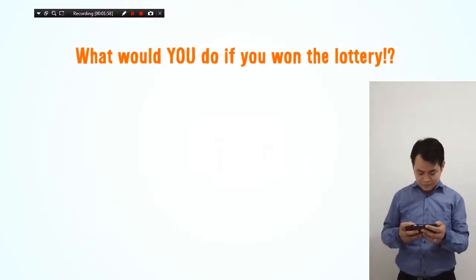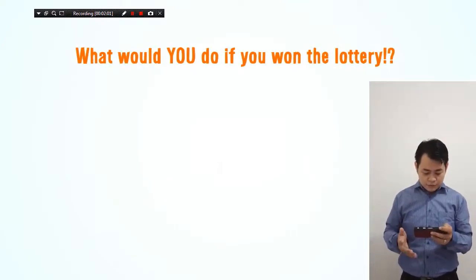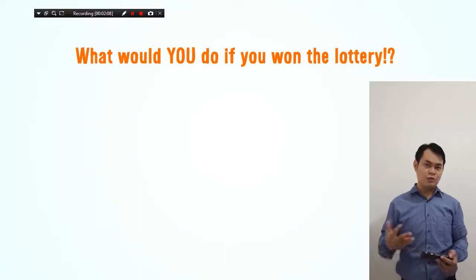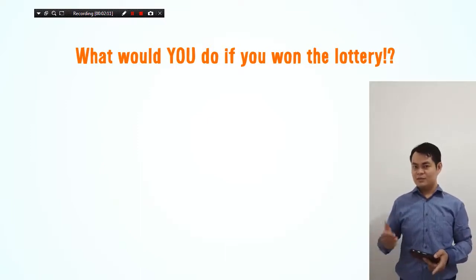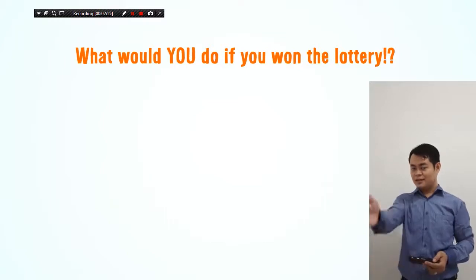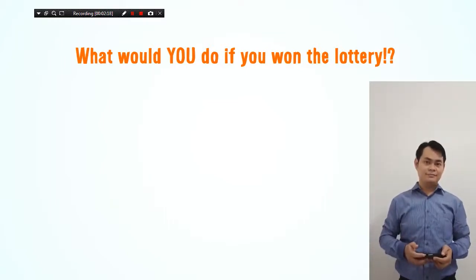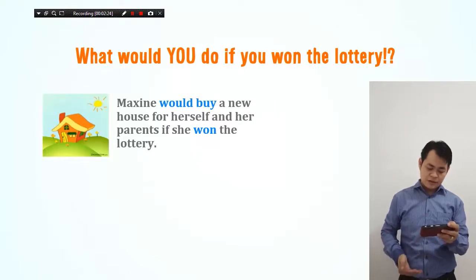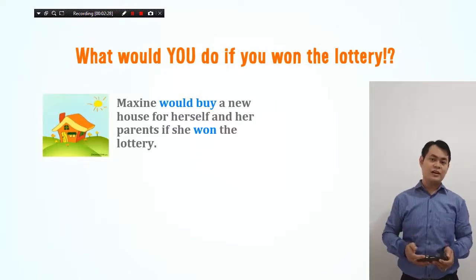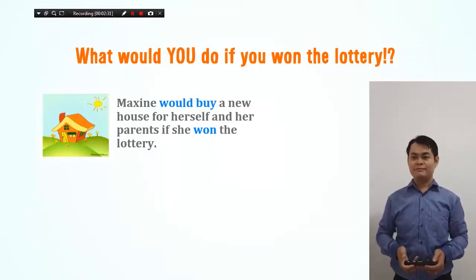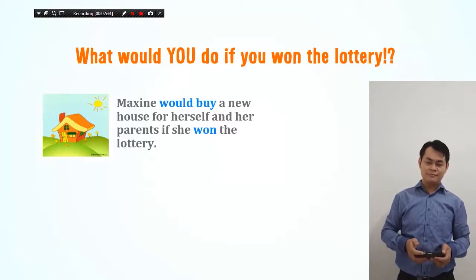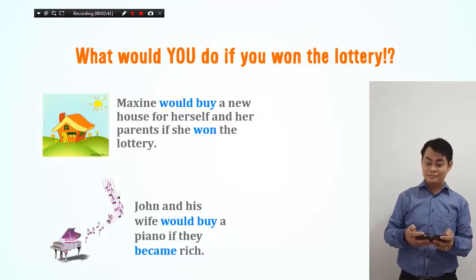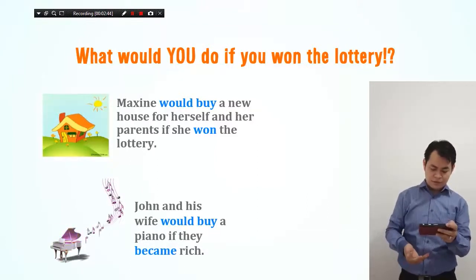You can see in the slide, I want you to imagine for the second time. What would you do if you won the lottery? What do you want to do if you won the lottery? Can you make a sentence about your imagination? Yes, Maxine would buy a new house for herself and her parents if she won the lottery. Who else? The boy over there, John. John and his wife would buy a piano if they became rich.